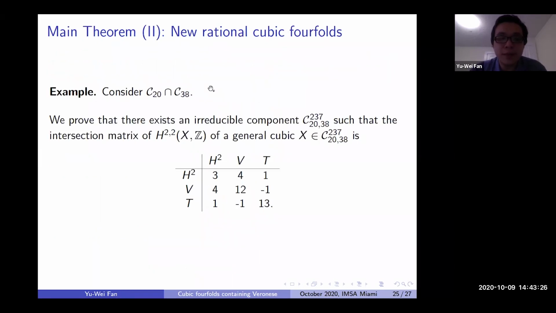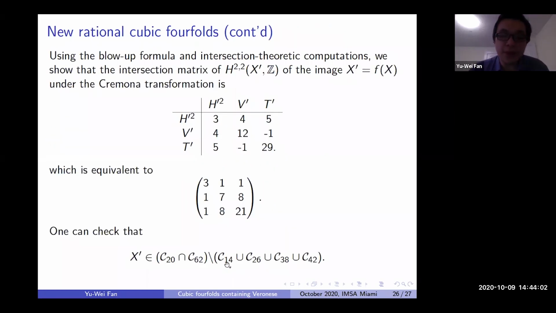The same argument works for other cases like C26 and 42, but somehow doesn't work for C14. For C14, you can check that all the irreducible components, if we apply this Cremona transformation, will just stay one of these 14 or 26 or 38, 42. So they won't produce new rational cubic fourfolds. But for 26, 32, 48, we can actually get something that's not in this list.